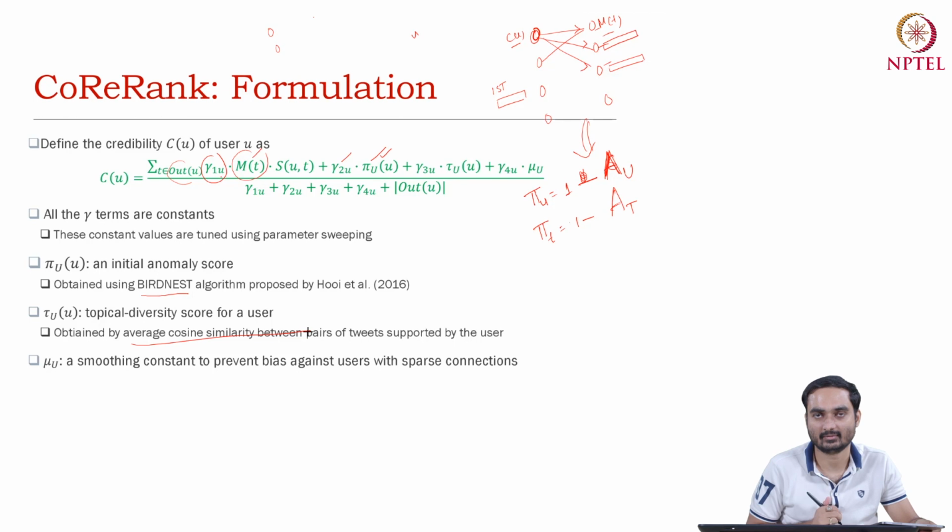So, an average cosine similarity, and that is our topical diversity score. It is again parameterized, okay, and then we have another score which is mu u. This mu u is a score that is useful to avoid the cold start problem. So, what is this cold start problem?